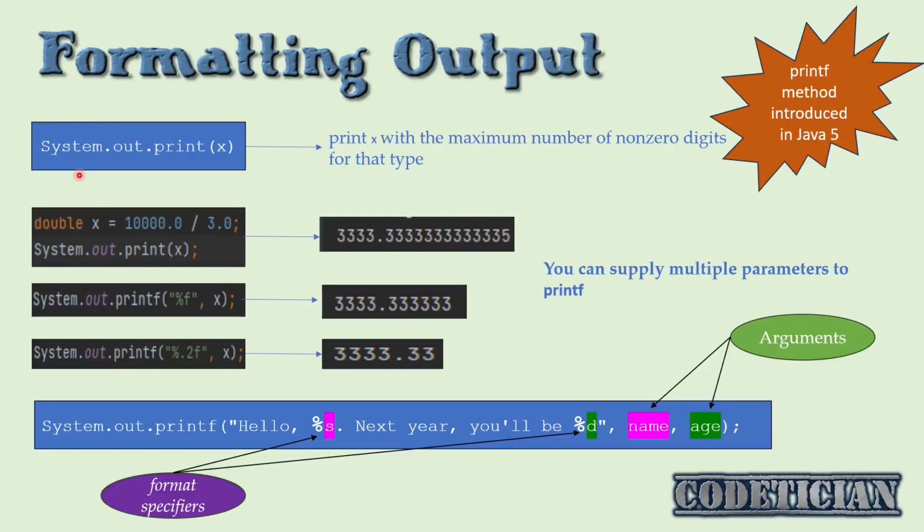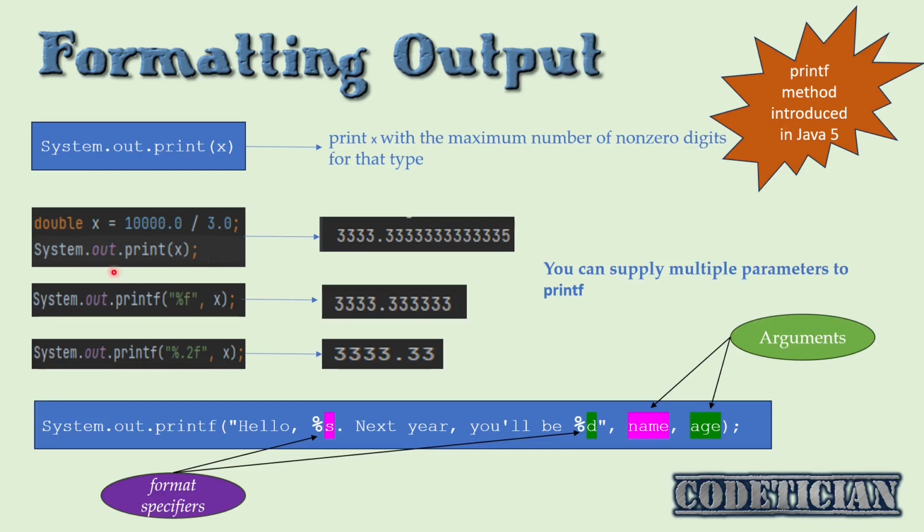Now we all know if we have to print something on console using Java, you can simply use print or println statement. But what if we want to format that output? For that specific purpose, the printf method was introduced in Java 5, using which we can simply format our output.